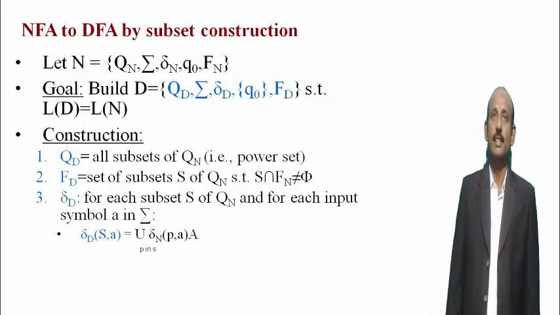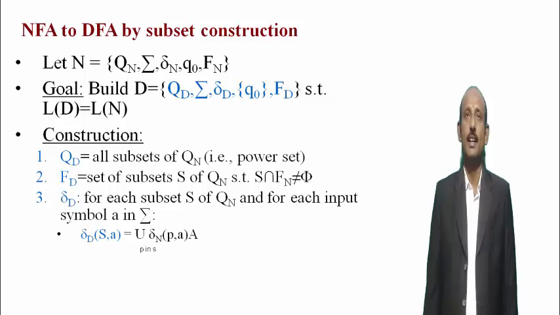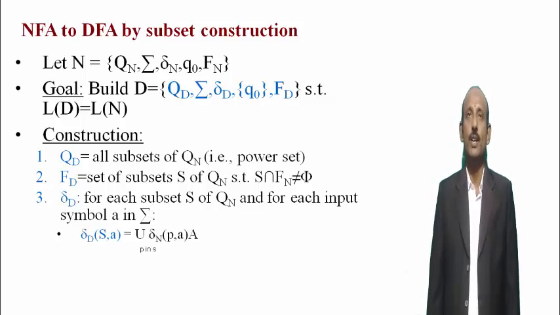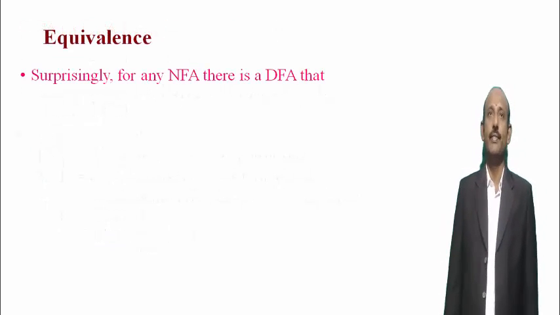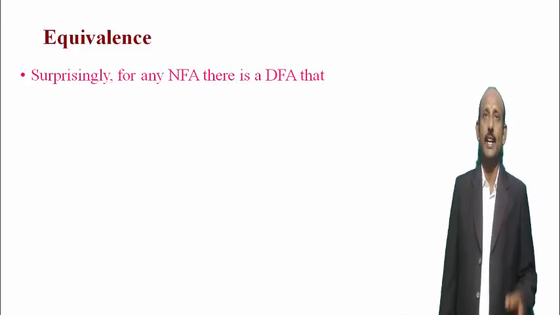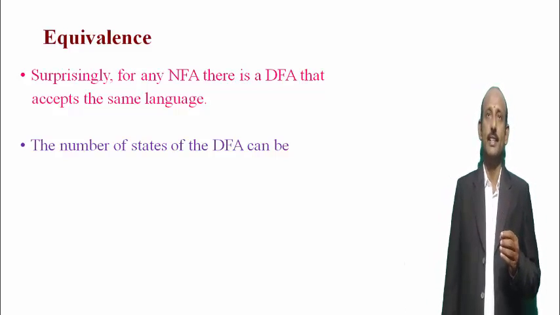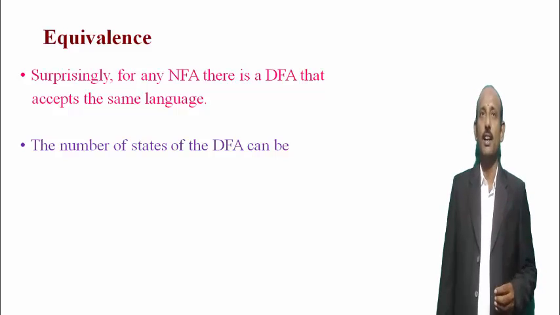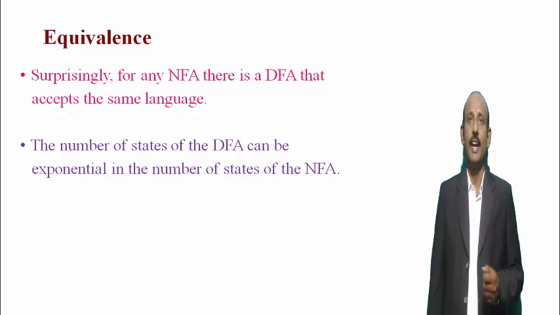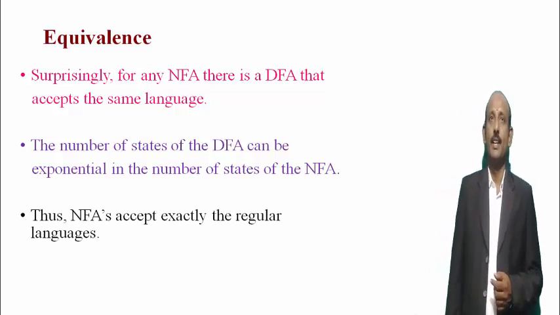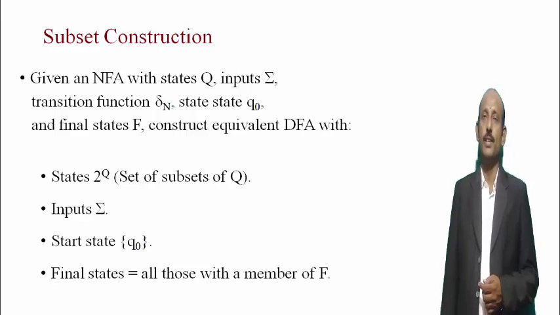So now let's see how to construct this: all subsets of Q of N, that is the power set, and F of D is a set of subsets. On the equivalence of NFA and DFA: they accept the same language. For any NFA, there is a DFA that accepts the same language. The number of states in the DFA is exponential in the number of states of the NFA. The NFA accepts exactly the regular languages. In the subset construction, the states are 2 power Q, that is the set of subsets of Q.